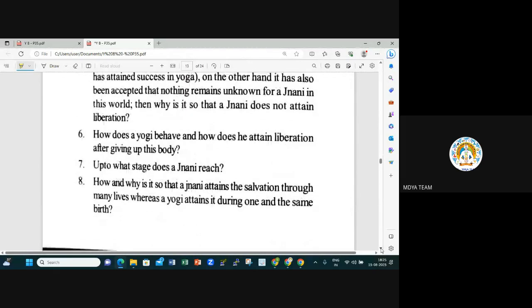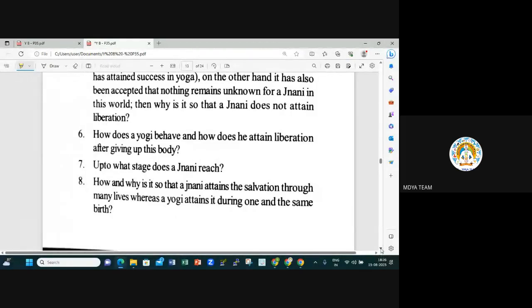Then come to the sixth question. How does a yogi behave? If a yogi is good and will get success, then how does a yogi behave? What is the behavior of the yogi? Here the sixth question is put. How does he attain liberation after giving up this body? When a yogi gets free from this body, how will he get liberation, and what is his behavior? This is the sixth question.